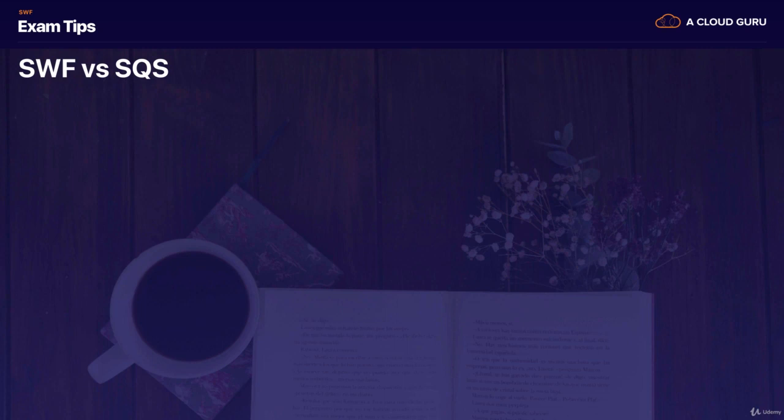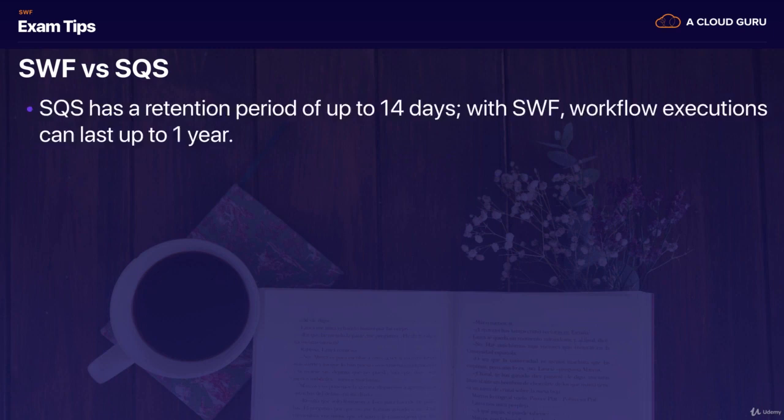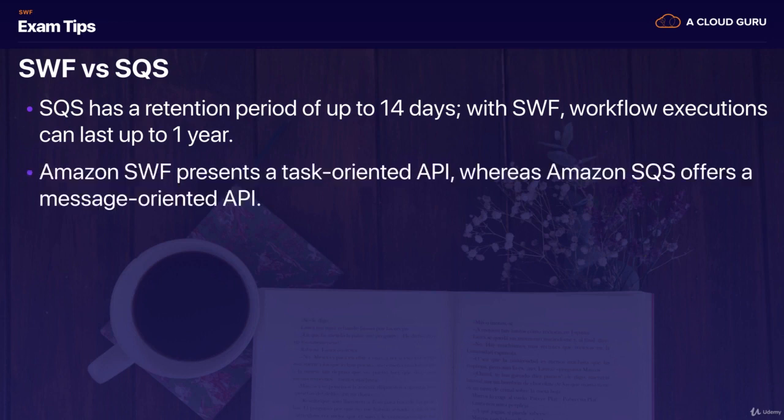I've taken a couple of exams recently and I haven't seen it on there, but it has been on there quite heavily in the last 3 or 4 years. So it may still be an exam topic, it may not. Just remember that you need to know the difference between SWF and SQS. SQS has a retention period of 14 days, and with SWF, workflow executions can last up to 1 year. So just imagine ordering a book on Amazon and it taking 1 year to arrive.